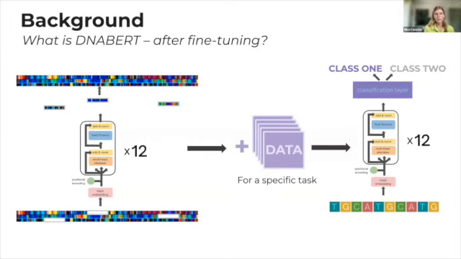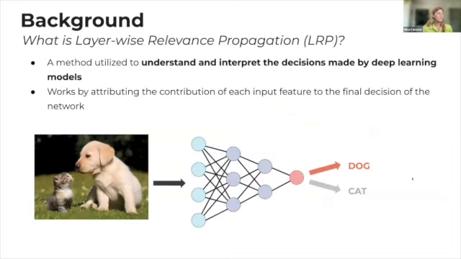So the pre-trained model exists trained on the entire human genome, and then you're able to fine tune it for a bunch of different tasks. And again, the data that we actually send into the model has to be this K-merized version of the DNA sequence. All right, so the last piece of terminology that we need to get through is layer-wise relevance propagation, or as I'll be talking about it, LRP.